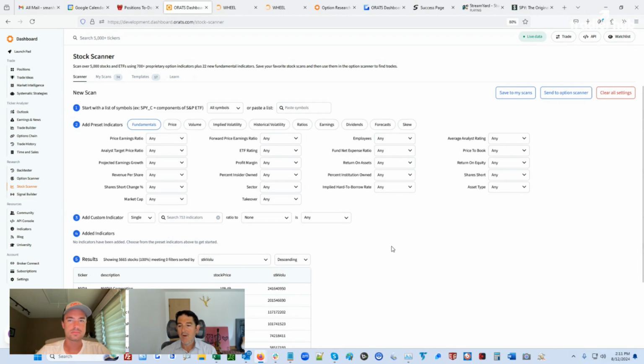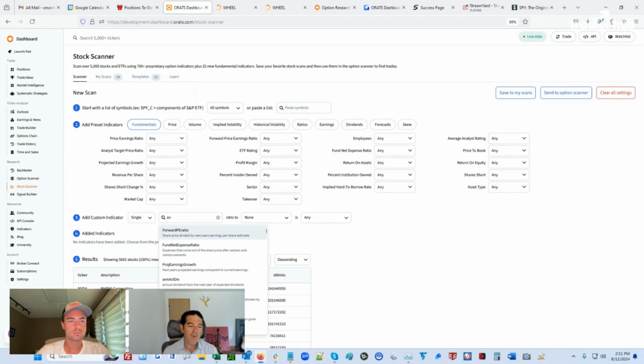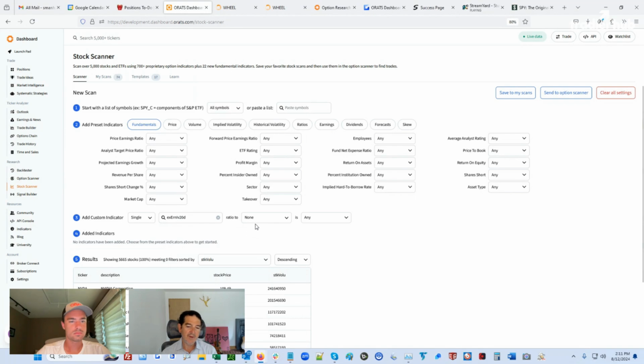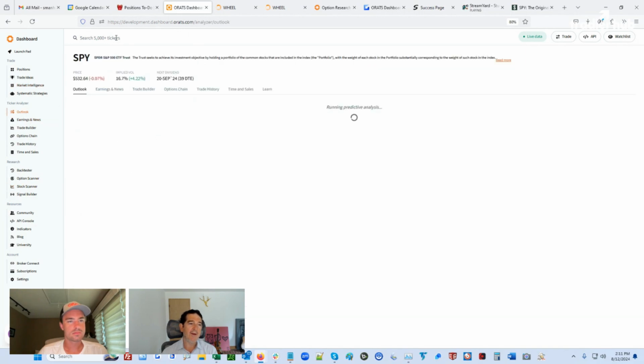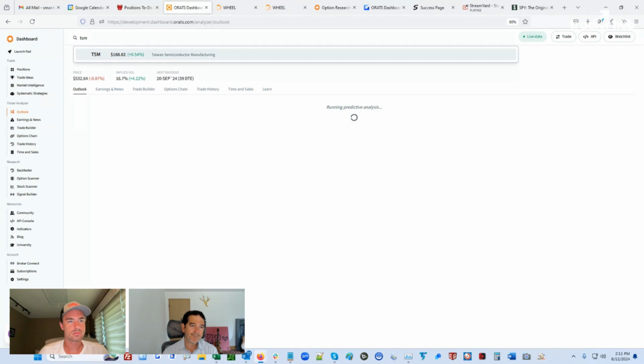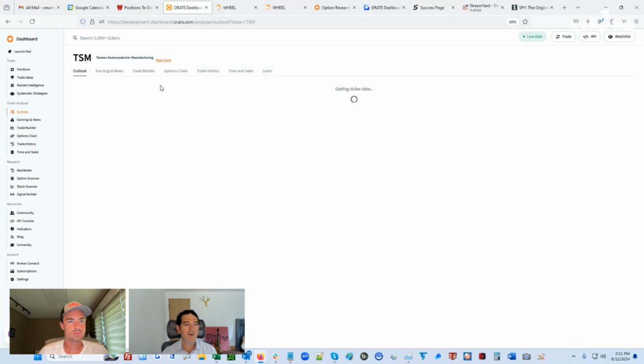Yep. So let's design something. So let's use implied volatility, right? We'll use X earnings implied volatility. We'll use 20 days. And we'll do the ratio to the best ETF underscore, right? So for example, let's just go back to the Outlook. Let's look at TSM, Taiwan Semiconductor.